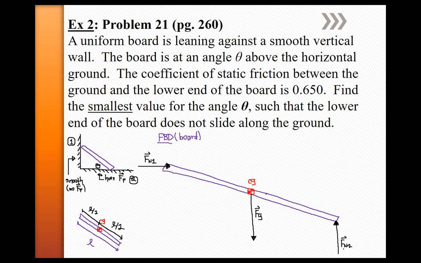And you also have some friction. The board wants to slide towards the right. Therefore, the static friction force is going to oppose that motion and point towards the left. So your frictional force would point towards the left, and we'll call that Ff2.